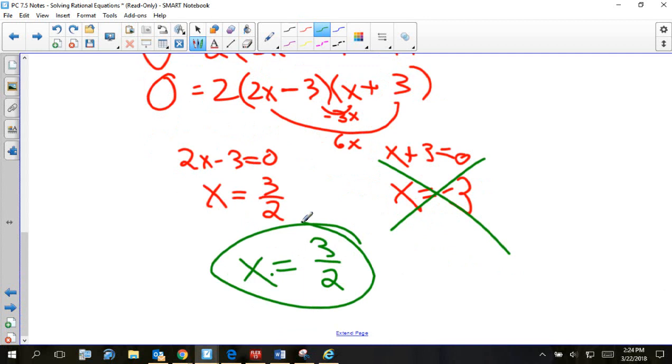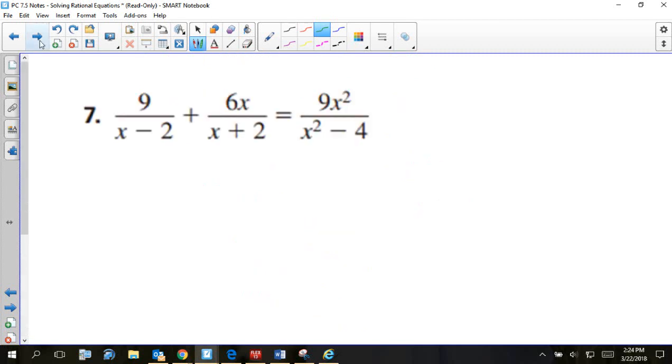Now, if you reject both of them, then it would be no solution. So that could happen. Hint, hint, that might happen in homework. And the answer would be no solution. All right, we're almost there. We got one more thing to do. Last thing.